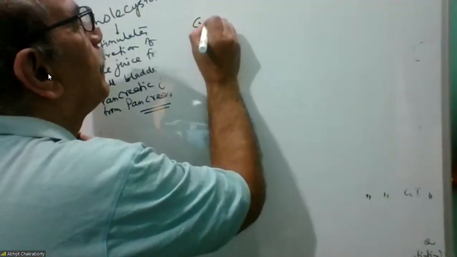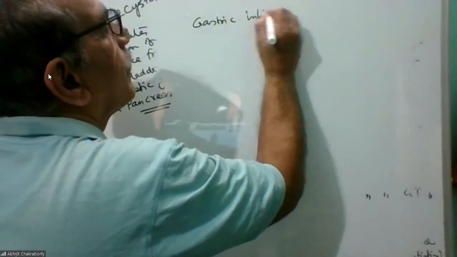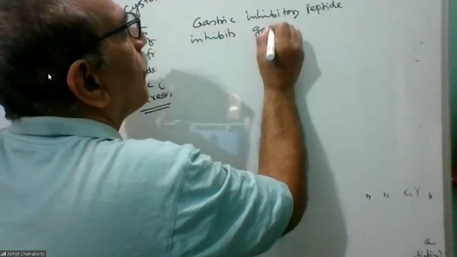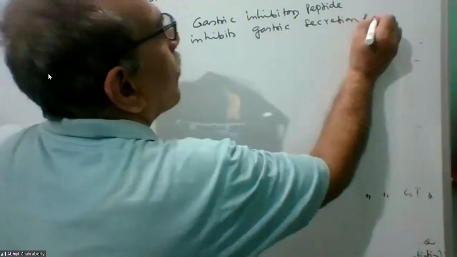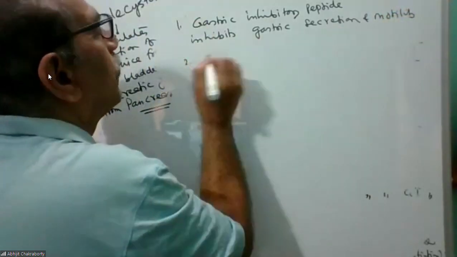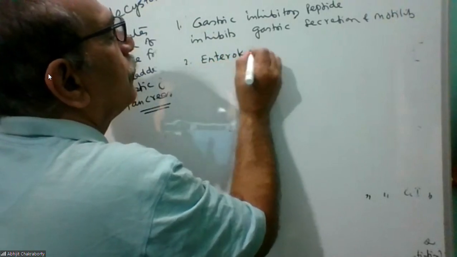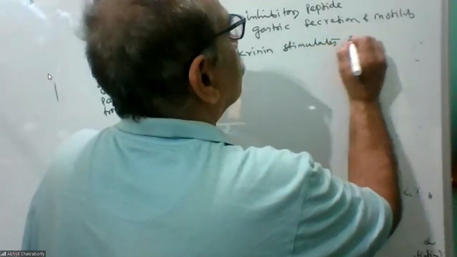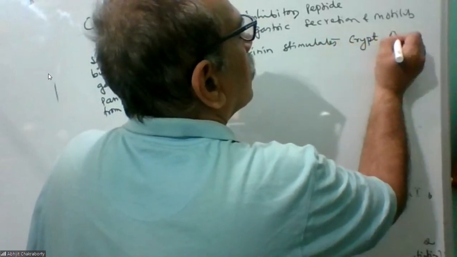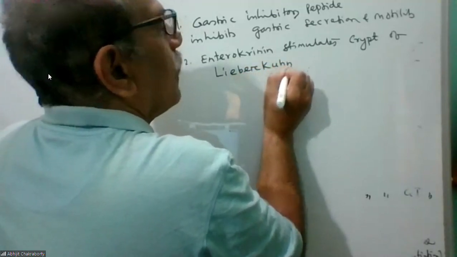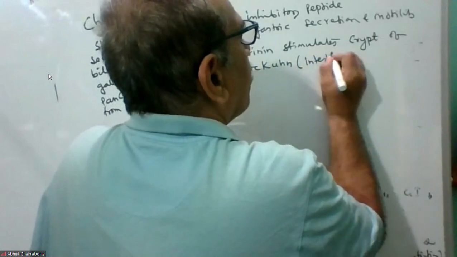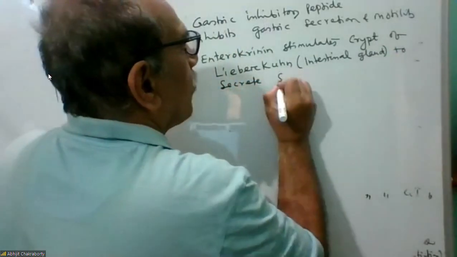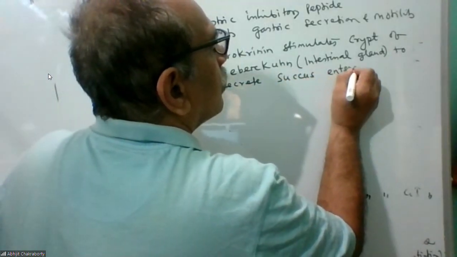First of all, enterocrinin stimulates the crypts to secrete succus entericus.